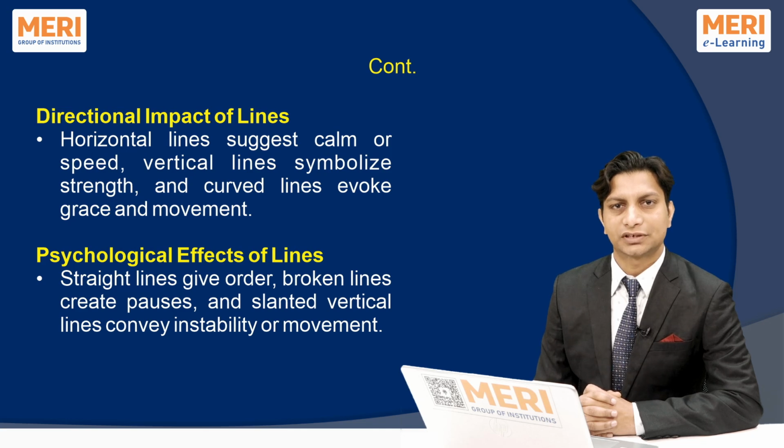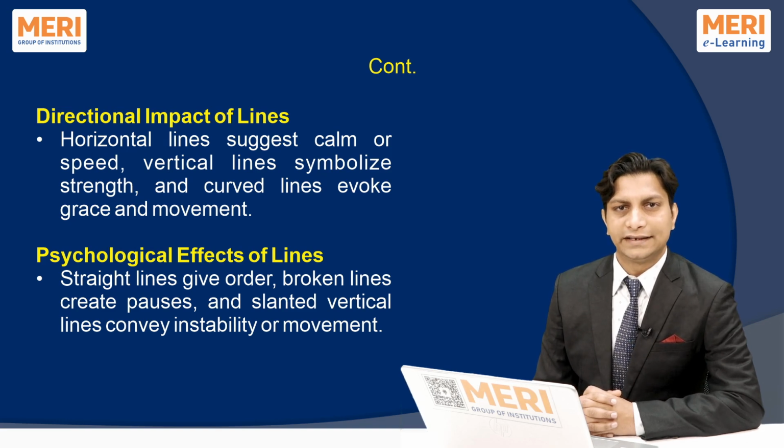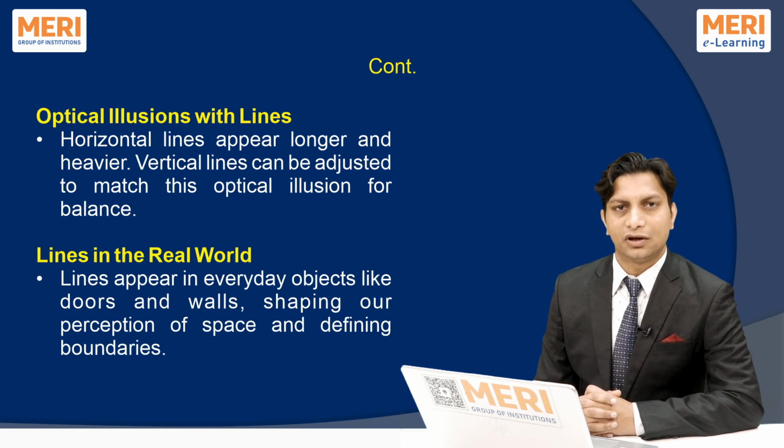Because lines abstract the shapes and figures they represent, they play a key role in conveying the emotional tone of a design. Sometimes, however, lines can have unintended effects due to optical illusions. For example, horizontal lines are easier to see than vertical ones and tend to appear longer and heavier. This is because our natural visual movement is horizontal.